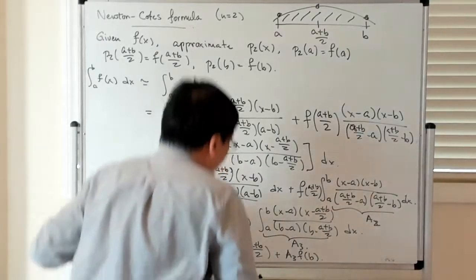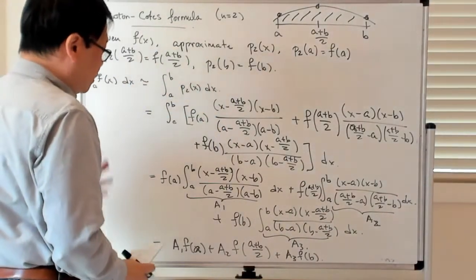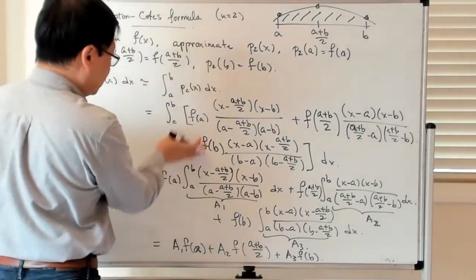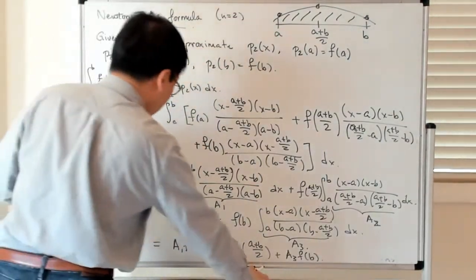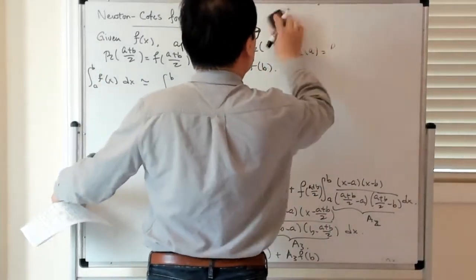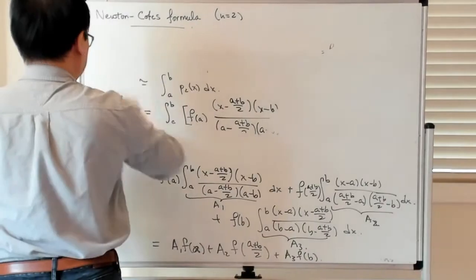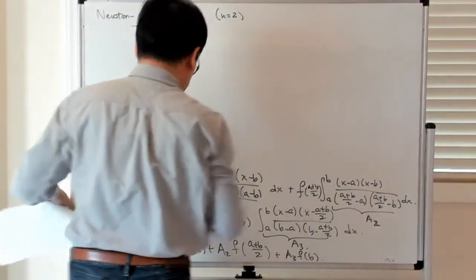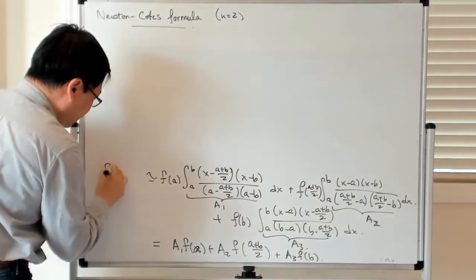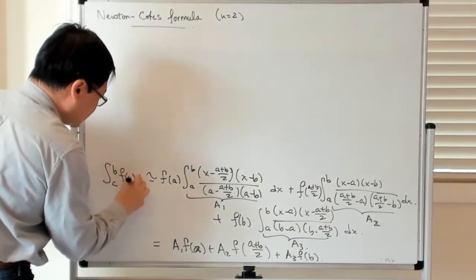Okay, so let's make some observations about this. I'm going to erase this part here and just leave these two last expressions, and then I'll make some observations. So this is an approximation of the integral from a to b of f of x dx.